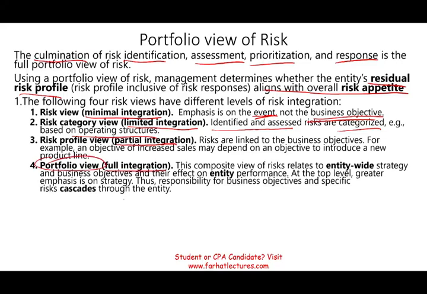And this is the portfolio view. Now, here you are looking at the composite view of risk related to the entity-wide strategy. So you're not only looking at one thing, you are looking at the whole strategy. It's like a web. And once you pull one string, the whole web will change. So you're looking at the changes, okay? So you're looking at business objectives and their effect on the entity's performance. So here's what's happening. You're saying, okay, if I undertake this option, what's the cascading effect through the entity because of that? So you're looking at the complete view.